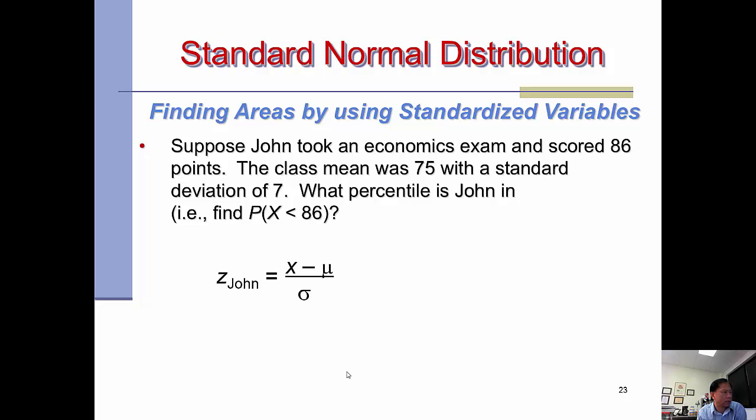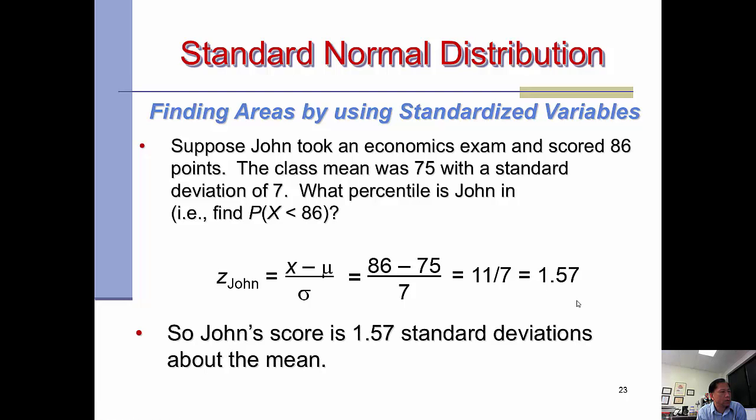What is the probability there? So for this question, what do we do? First, we need to calculate the Z-score. The Z-score for John is X minus mu over sigma, or 86 minus 75 over 7. That's 11 over 7, or 1.57. Now that's the Z-score, and that's 1.57 standard deviations above the mean, right?